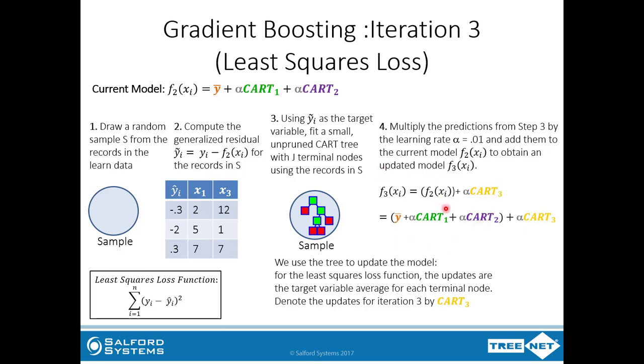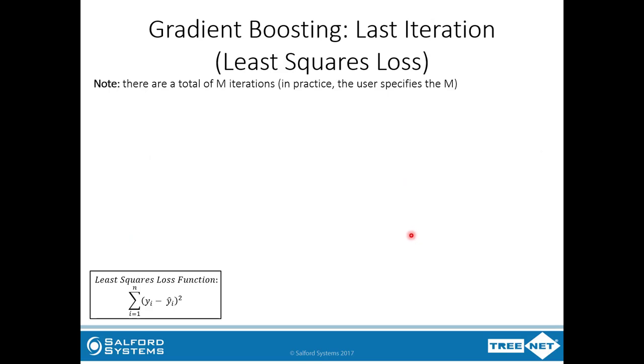And then you just continue this process over and over and over. I'll skip here to the last iteration. Just as a note, there are a total of M iterations, and in practice, you as the user are going to specify the M. We're going to talk about how to choose M, but we'll get to that later. So our current model here is F_{M-1}, and so here we have our y bar, and we have M minus 1 CART trees.